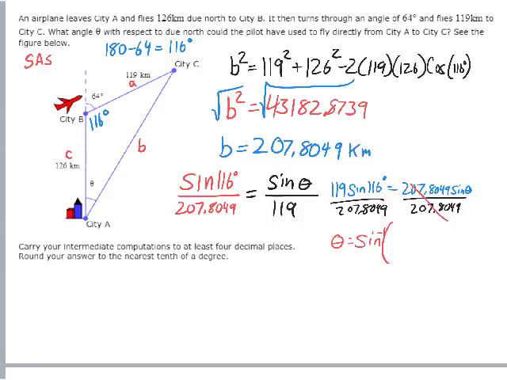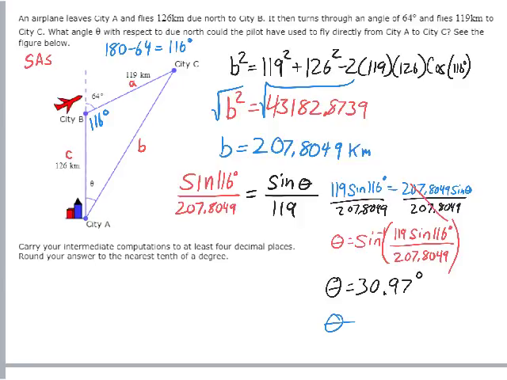Again, why do we use inverse sine? Because we have right here sine theta, and I want theta, so I have the inverse sine of this. So I do inverse sine of 119 sine 116 degrees over 207.8049. When I stick that in my calculator, I will now have the answer, which is equal to 30.97 degrees, which rounded to the tenths place rounds up to a 31-degree angle. So he would have to turn at a 31-degree angle to get to city C.